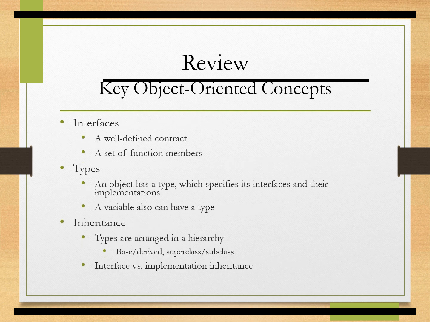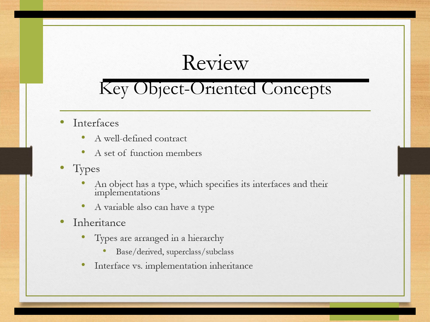Interfaces are well-defined concepts with a set of function members. An object has a type which specifies its interfaces and their implementation. A variable can also have a type. With inheritance, you know the forms of inheritance: classical inheritance from the is-a relationship, and containment inheritance from the has-a relationship.